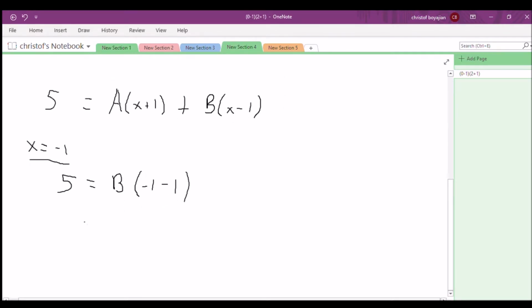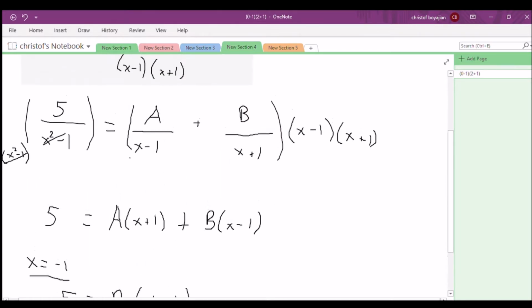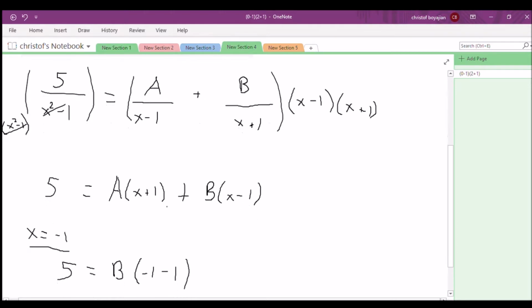And we see that if we solve for this, b is going to be negative 5 over 2. All right. So I'm going to go ahead and underline this to keep it in safekeeping. Now let's solve for a. Well, can we do the same thing that we did for b?